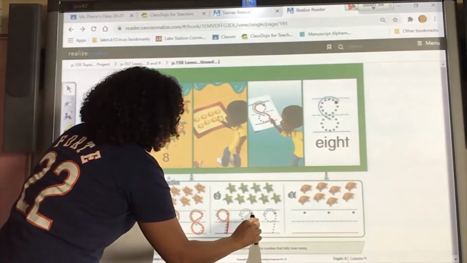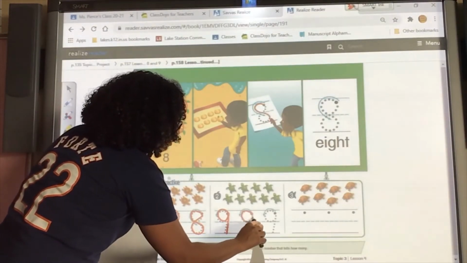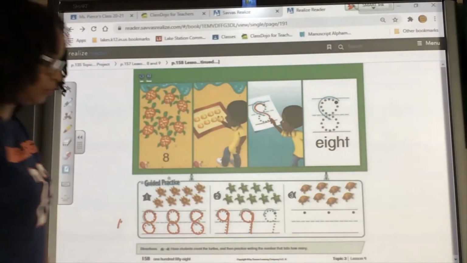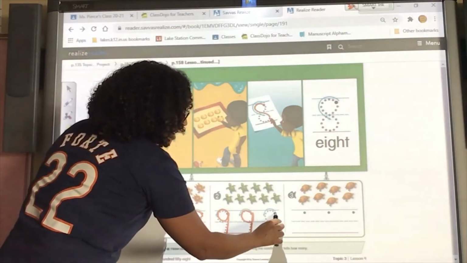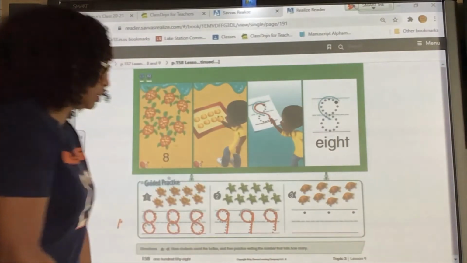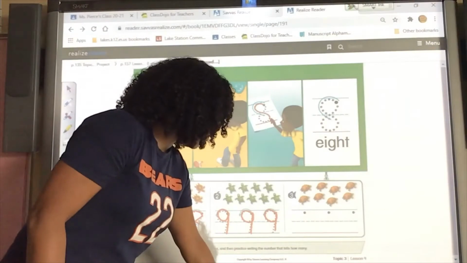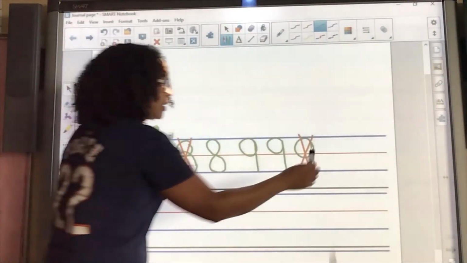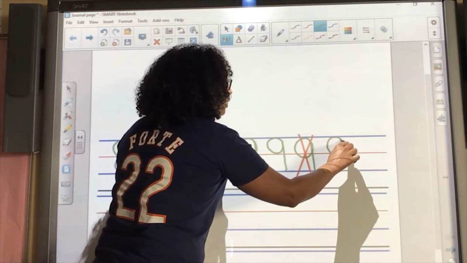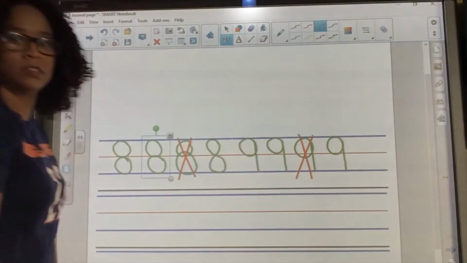So again, start at the top, come around to the middle, connect, and then straight down. Start at the top, come around to the middle, connect, and straight down. I'm going to do it again. Come around and then to the middle, connect, and straight down.